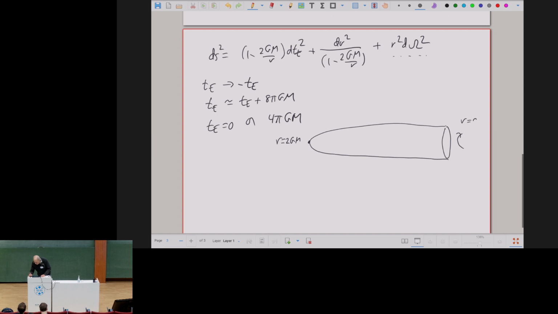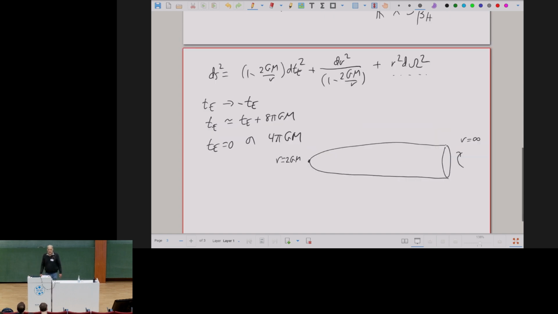R is infinity out here, and TE is the angular variable. And the fixed point set are on one side, where TE is 0. But then it goes back down on the other side, where TE is 4 pi GM. So the fixed point set is actually a manifold, but it's not just TE equals 0.